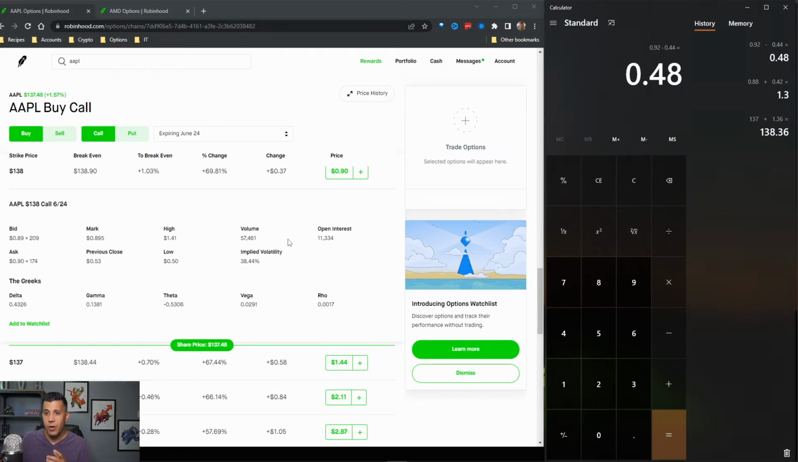So if you're looking at the break-even price, you're like, hey, why am I not profitable even though it's at the break-even price? Why am I down money? You know, there's a lot of other factors such as delta, theta, or gamma.